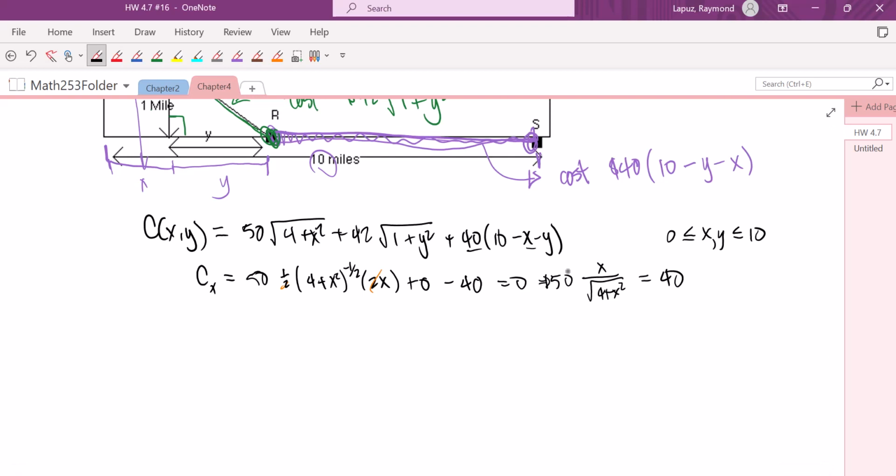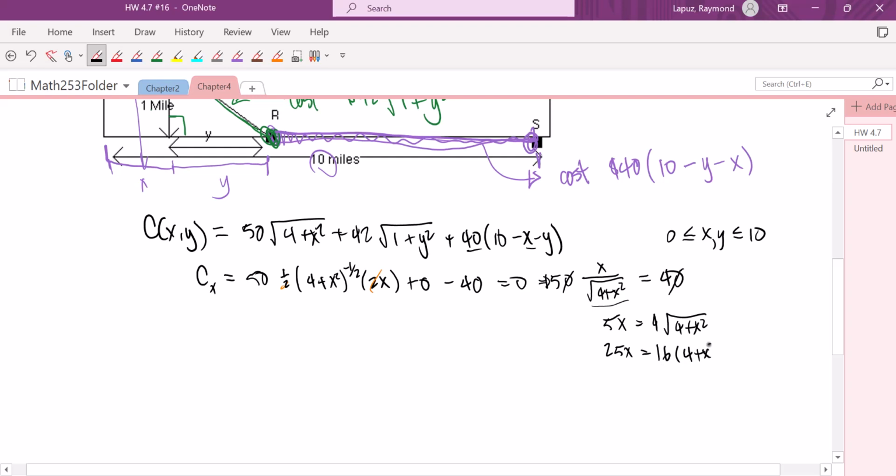There are a couple ways to solve for this. Maybe we'll divide out by 10 and then bring this denominator over, so we have 5x is equal to 4 times the square root of 4 plus x squared. And then if we square both sides, we get 25x squared is equal to 16 times (4 plus x squared). Oops, this should be squared as well.